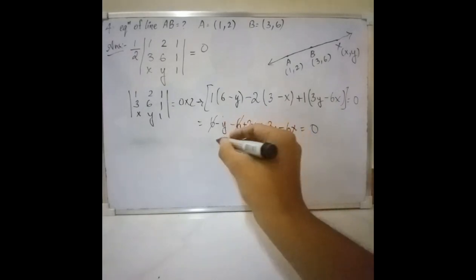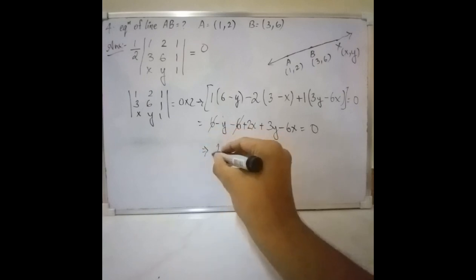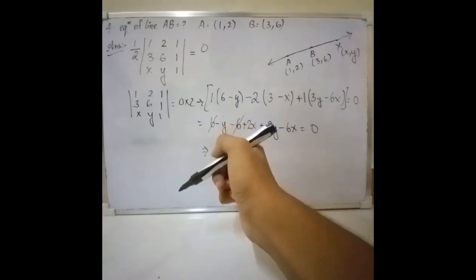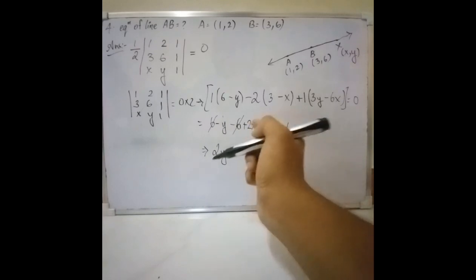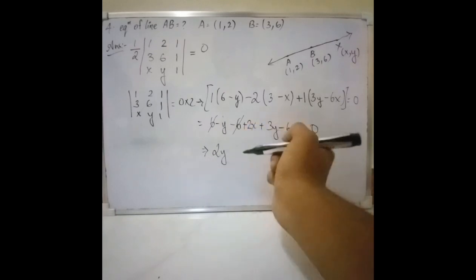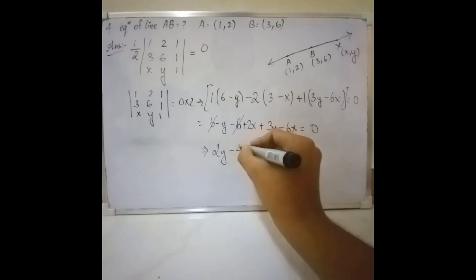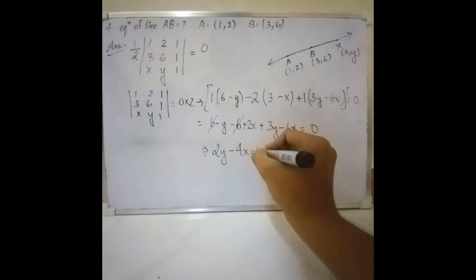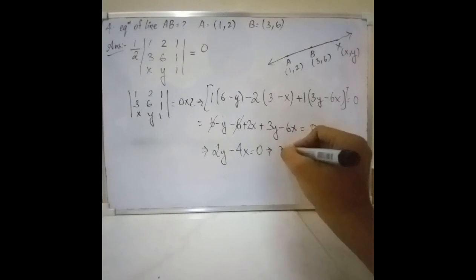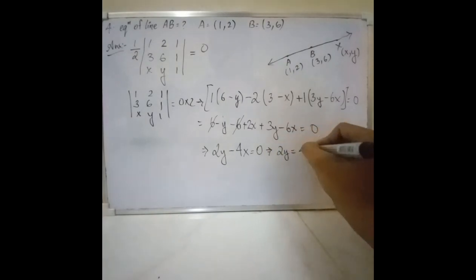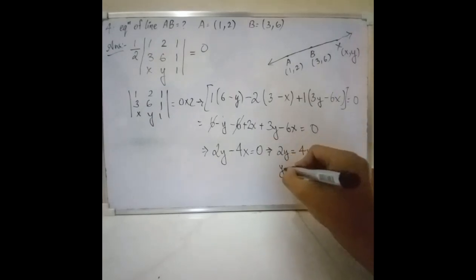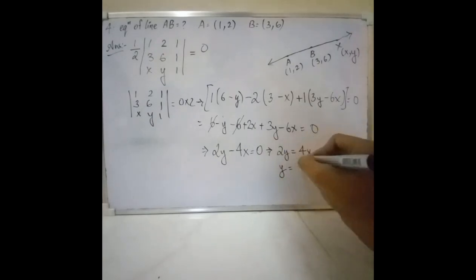3y minus y would be 2y. 3 minus 1 is 2, so y we are having 2, minus 6, that is 2x minus 6x, it would be minus 4x. This has to be equal to 0. Now 2y equals 4x, taking 4x to the other side, so it would be positive. Then y is equal to 4, this 2 goes to the other side, it would become half, right? So 4 by 2 would be 2 and x. So y is equal to 2x.